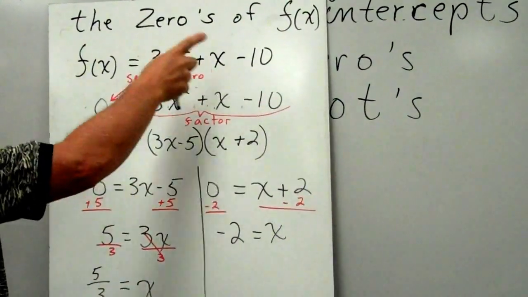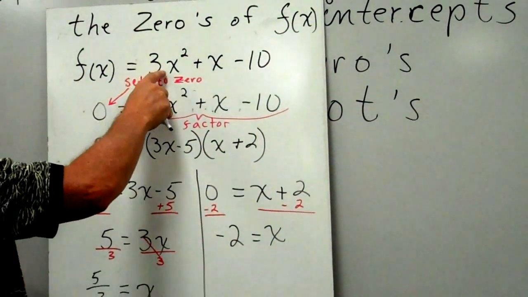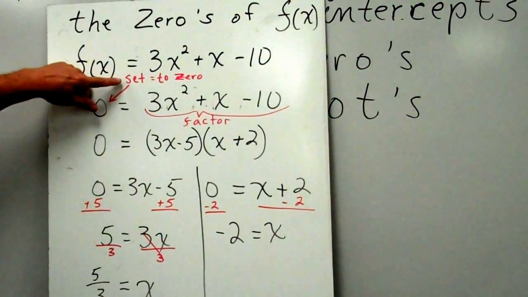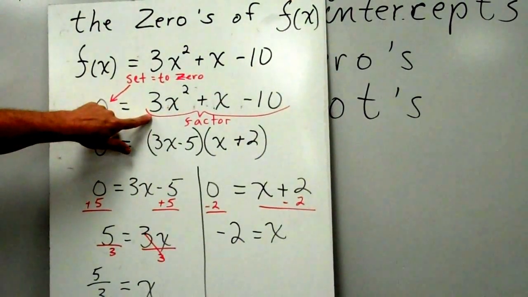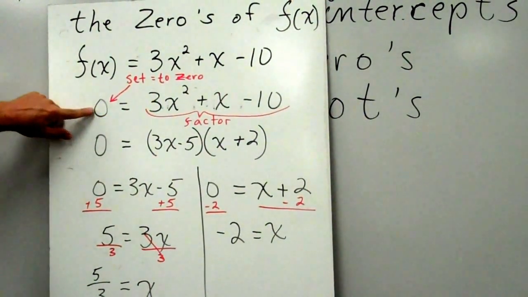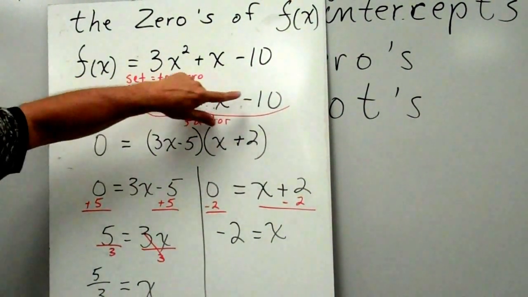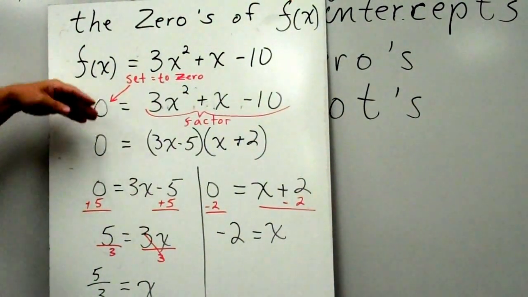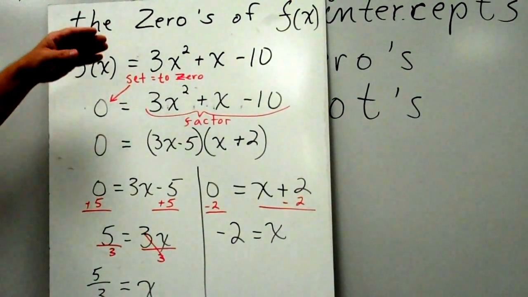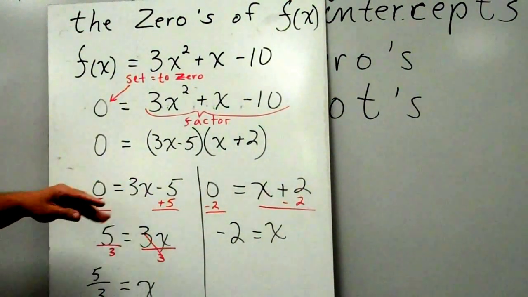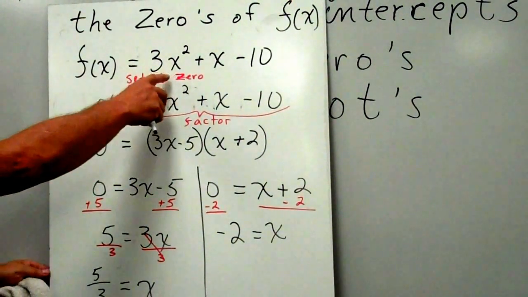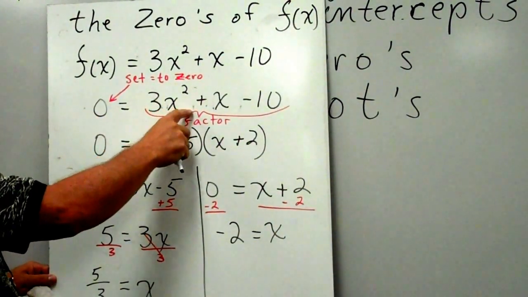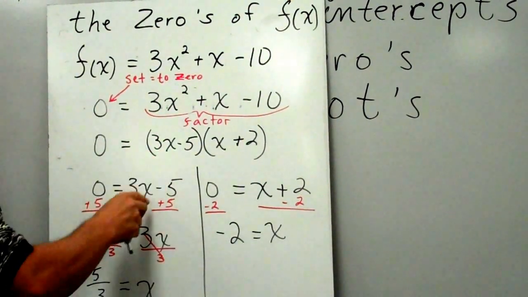0. So for example, if f of x equaled 3x squared plus x minus 10, we would begin by setting 3x squared plus x minus 10 equal to 0. That's our first step. The black writing is the result from the last step. The red is what we're doing to get to the next step. In other words, once we set this equal to 0, now we have to factor this quadratic.